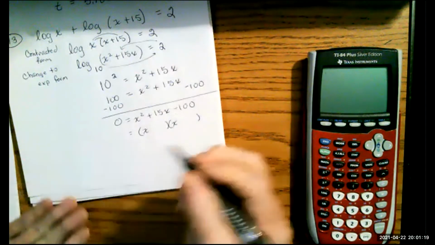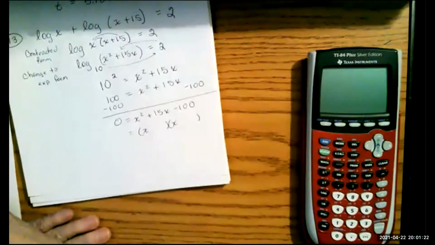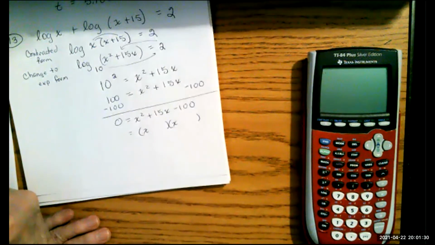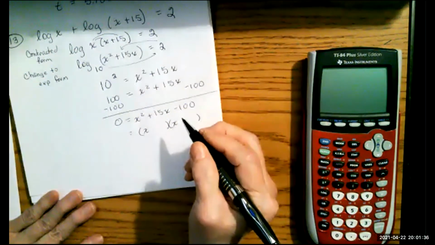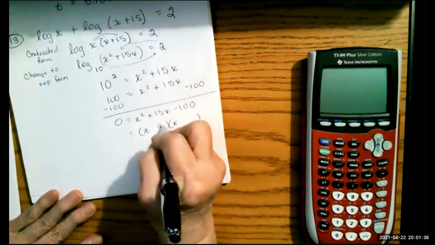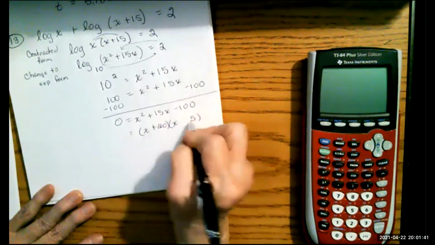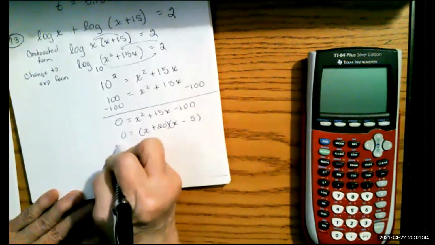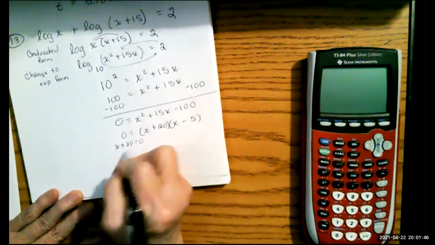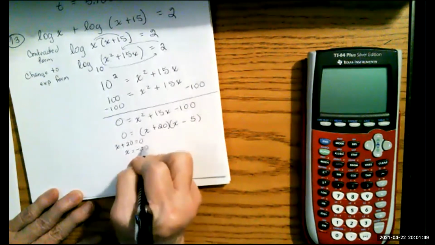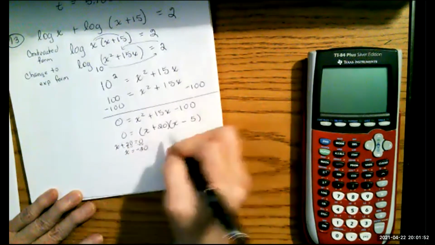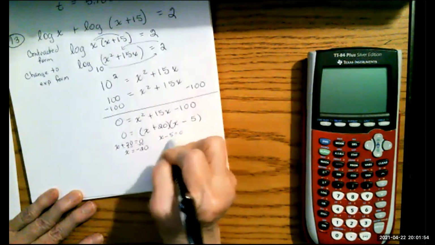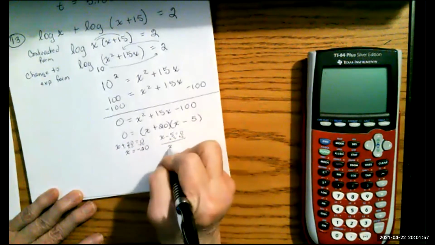5 and 10. Oh, 5 and 10 won't get 100. 5 times 10 is 50. I was looking at a different problem, I'm sorry. Oh, it's okay. What is it? 20 and 5. 20 and 5 ought to work. 20 is going to be positive, 5 is going to be negative. So we set each one of those equal to 0. This one gives me x equals negative 20 when I subtract the 20 from both sides. This one gives me x equals 5.